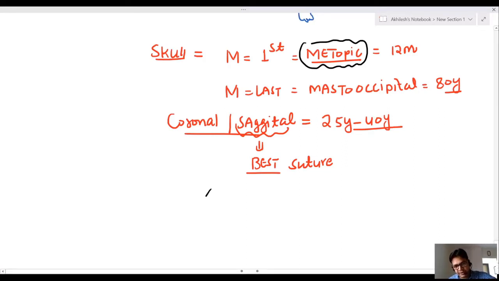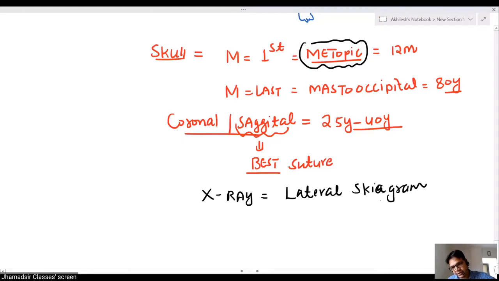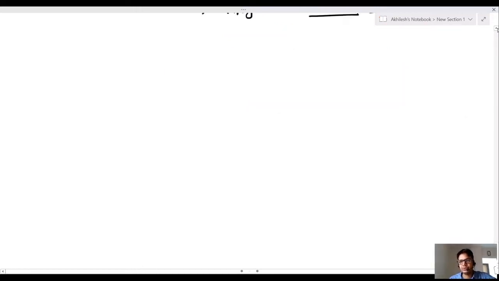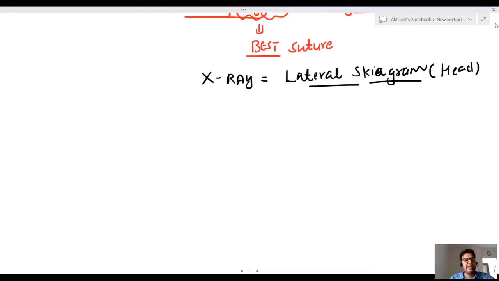Now, Doctor Sahab, which X-ray is taken for skull bone age estimation? Lateral skiagram. Which X-ray is taken for skull bone? That is lateral skiagram, lateral head skiagram. So best suture for age estimation is sagittal suture. We take lateral skiagram and first is M for metopic, last is also M for masto-occipital suture.